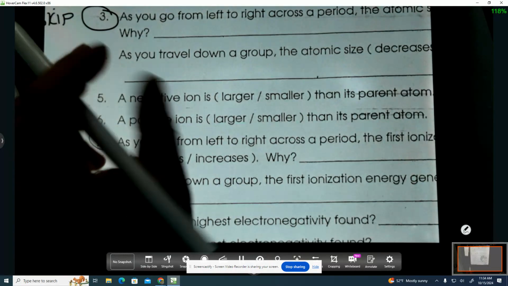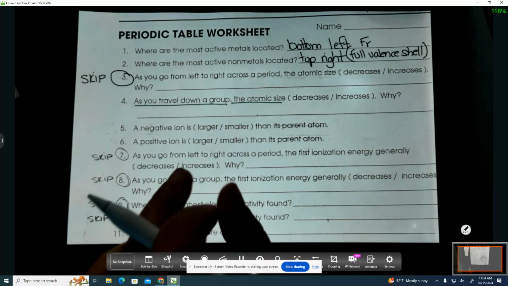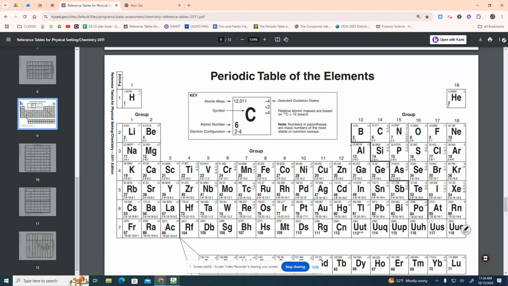question, it says, as you travel down a group, what happens to the atomic size? Let's take lithium, sodium, and potassium. I said increases. It does increase. Why does it increase? Circle increase. Kevin? Because there are more like electron rings. Perfect. Because there are more energy levels. Electron rings are energy levels. So the more energy levels you have, the bigger your radius is going to be.